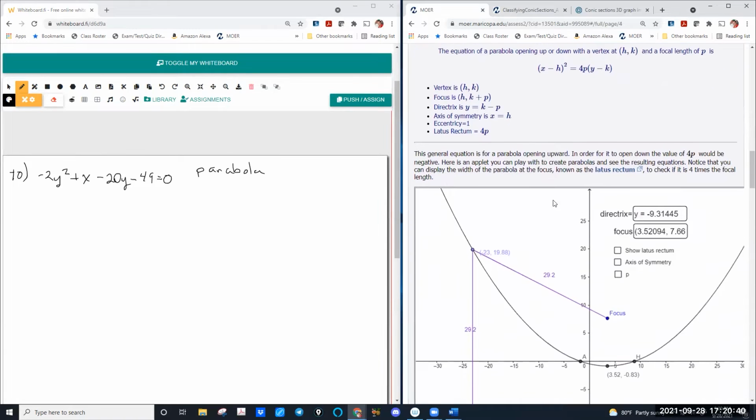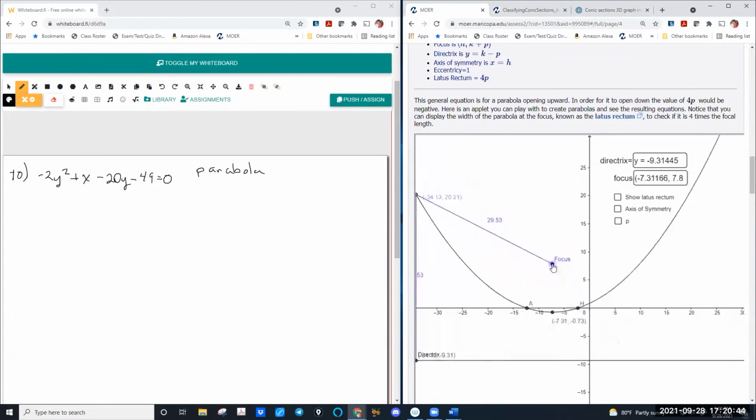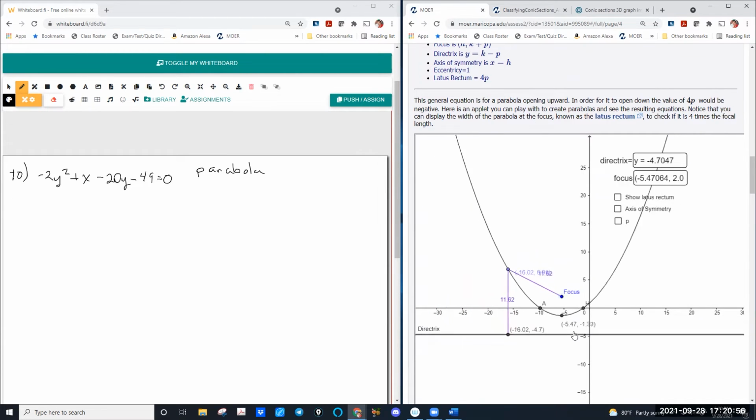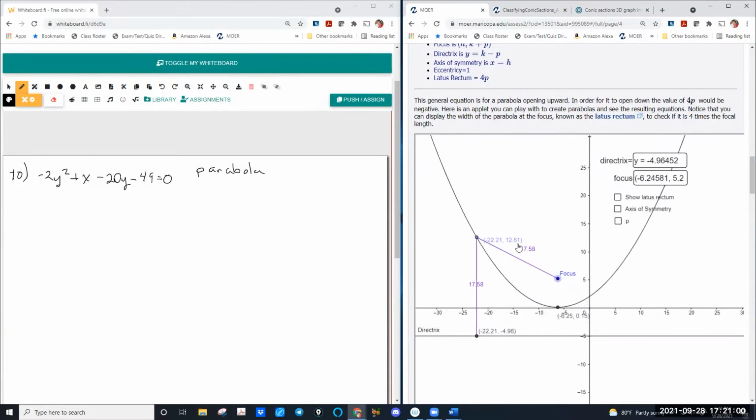But we'll come down here. So we got our parabola here, so you guys can see it. And the directrix is this line here. We can move the directrix. So let's move the directrix to -5. Notice that the points on the curve are always the same distance from both the focus and the directrix. That's the definition of a parabola.